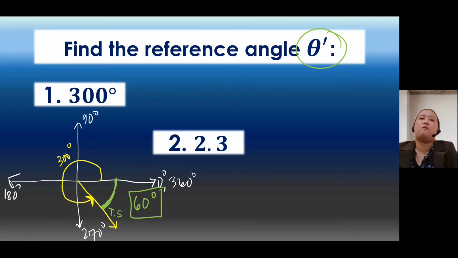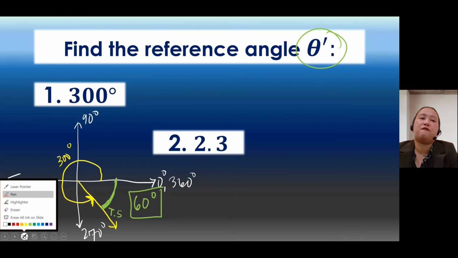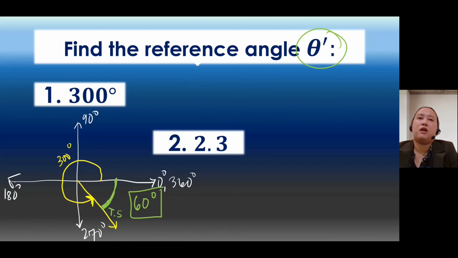Another example is 2.3. Remember, if the given angle doesn't have a unit, it means that it is radian. So what you can do, if you would like to graph it, is convert this to degrees first. Or if you want, you can just identify it in the Cartesian plane. So we have 2.3.